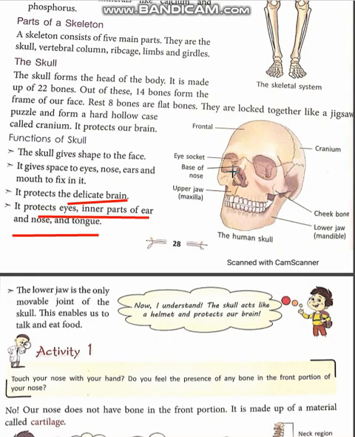Okay, now let us learn the parts of it. Frontal part, cranium, eye socket, base of nose, upper jaw. This is the lower jaw. The upper jaw is also known as maxilla, and the lower is known as mandible. Okay.